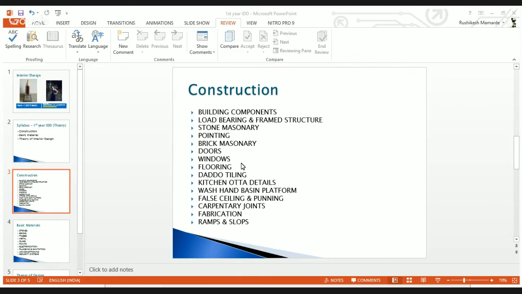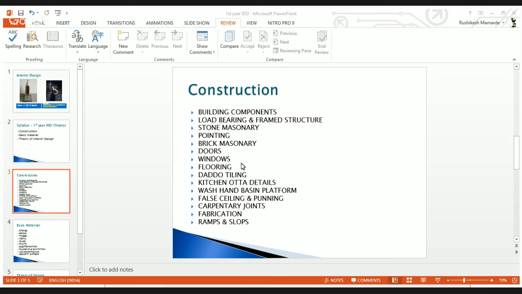Then the next is kitchen ota details. Kitchen ota details is the kitchen platform. Basically, everybody has a kitchen in their house and they work on the kitchen platform. So we are going to study how the kitchen platform is made, how it is constructed, the details of the platform, verticals and horizontals, and the stones or materials used. Everything. Okay. Then the next is the wash hand basin platform. Same as the kitchen platform, we are going to study this.